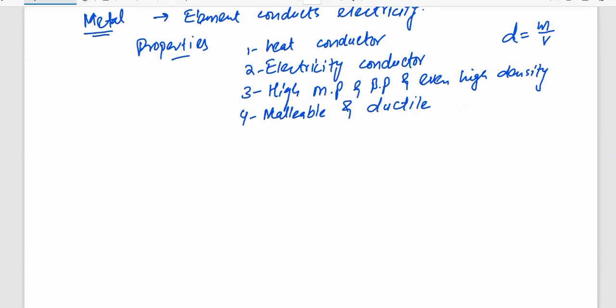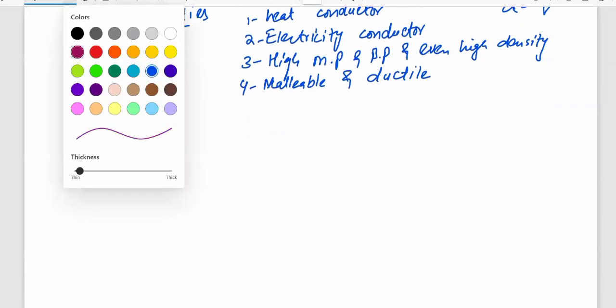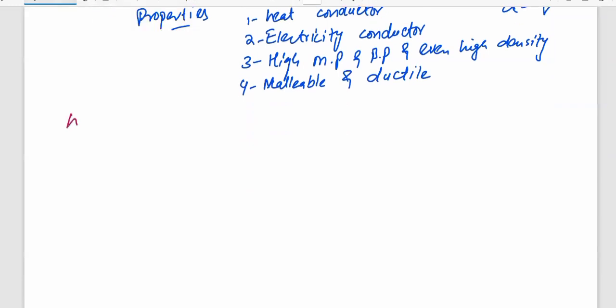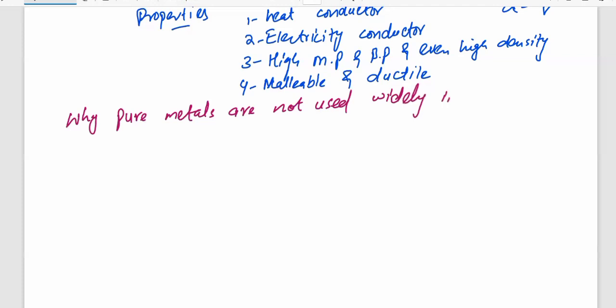But pure metals cannot be used widely. The question is why. Why can pure metals not be used widely in industries? In industry we cannot use them as pure metals. There are two reasons. First, they have atoms of the same type, the same size.